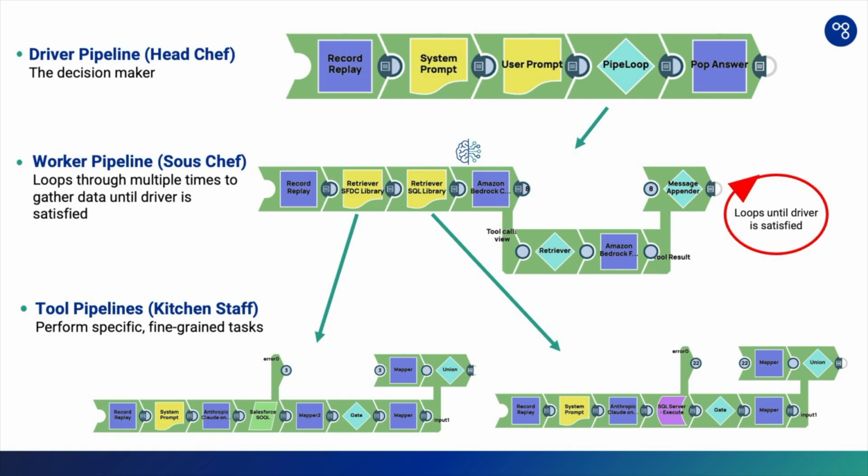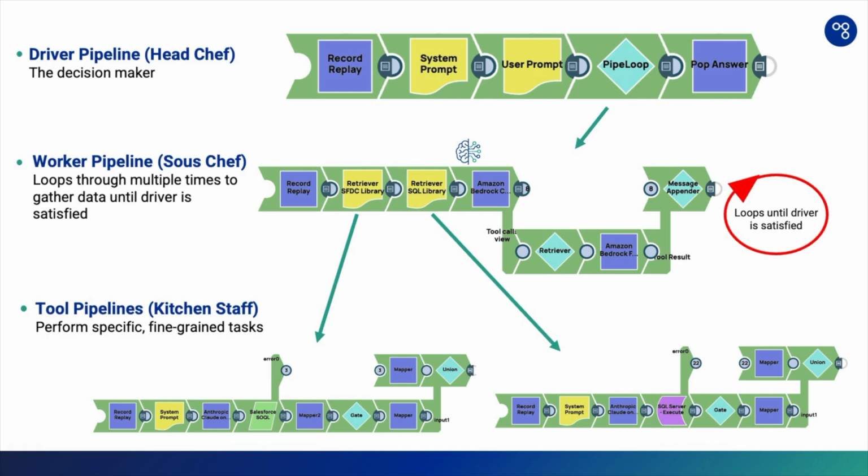Before we jump over to SnapLogic, let's review what the driver pipeline, worker pipeline, and tool pipelines are, what they mean, and how they work within SnapLogic. So the driver pipeline is your main orchestrator, your decision maker. When data comes into what you see here as the record replay, it hits our system prompt and our user prompt, which define how the system will act and what the user asks, whether that's asking an actual question or just defining more parameters.